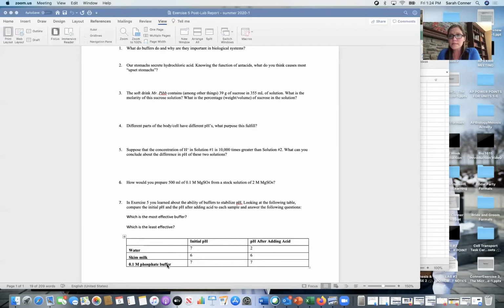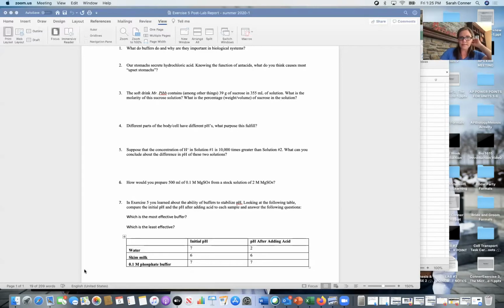And then of course, if you're looking at water, it starts at a 7. We put acid in it and it drops to a 2. So obviously water is the least effective buffer in that group of materials. The positive thing about this is that if you see buffer, you can see that it didn't change, so that gives you that clue. But when we're talking about the least and the most effective in this assignment, you're looking at the difference between the water and the skim milk.